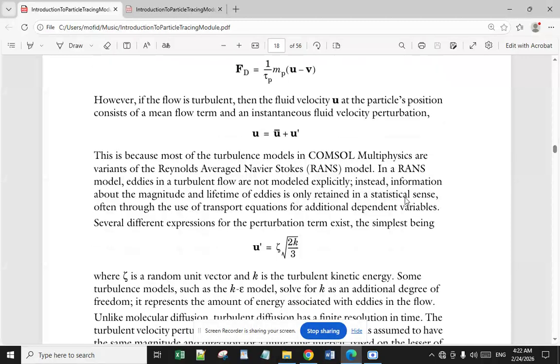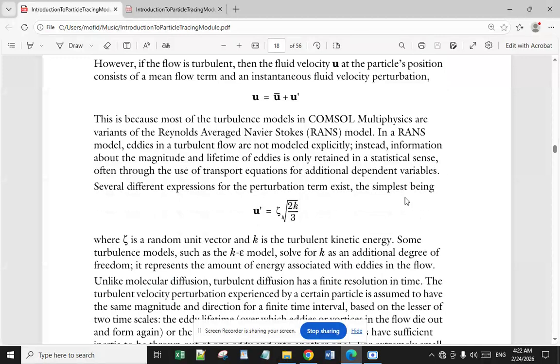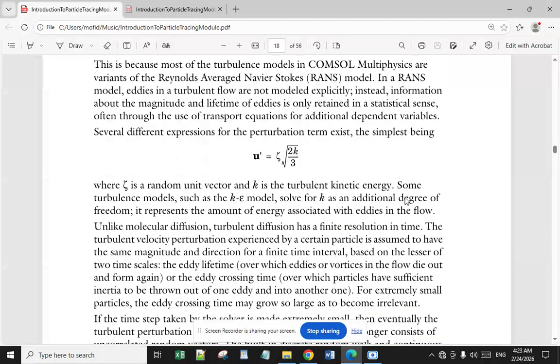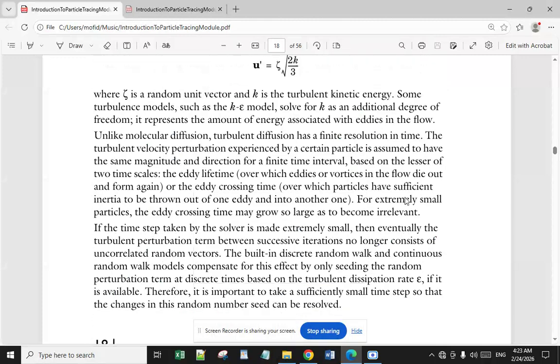Several different expressions for the perturbation term exist. The simplest is u prime equal to the square root of 2k divided by 3 times tau, where tau is a random unit vector and k is the turbulent kinetic energy. Some turbulence models, such as the k-epsilon model, solve for k as an additional degree of freedom. It represents the amount of energy associated with eddies in the fluid.